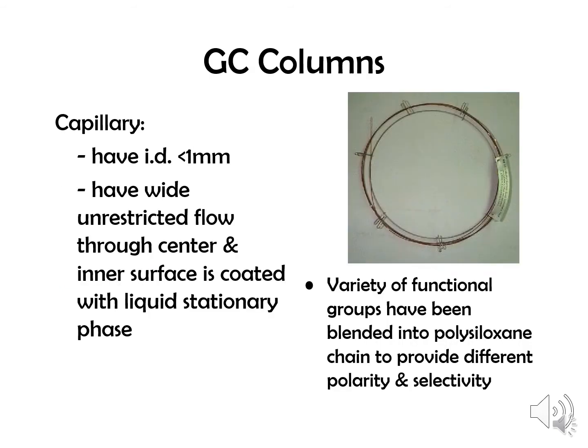GC columns: an unbelievable number of GC columns out there. They usually have an inside diameter of a millimeter or less. 0.32 millimeters is very, very common. The narrower the bore, the better the analytical column, but the smaller the capacity will be. So if you're going to inject a lot of stuff, you have to have a wider bore column.